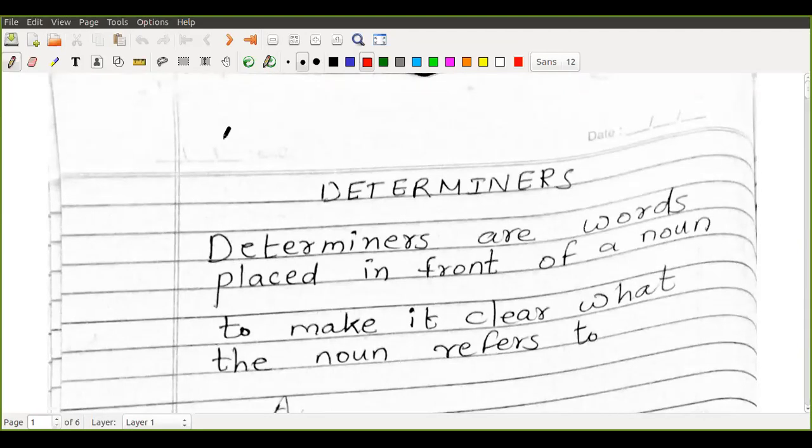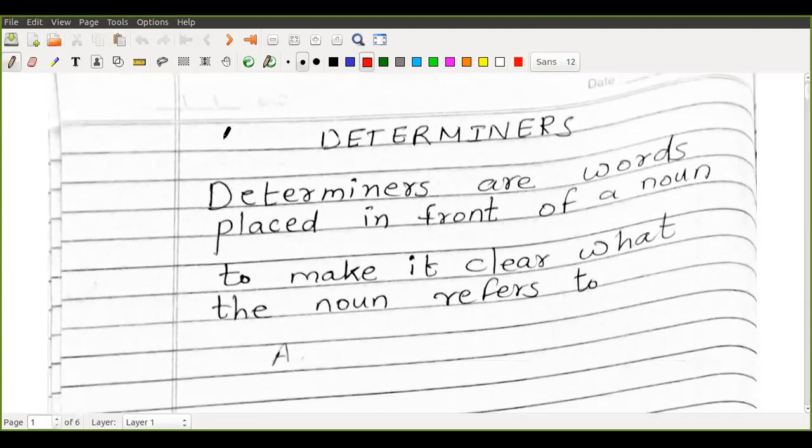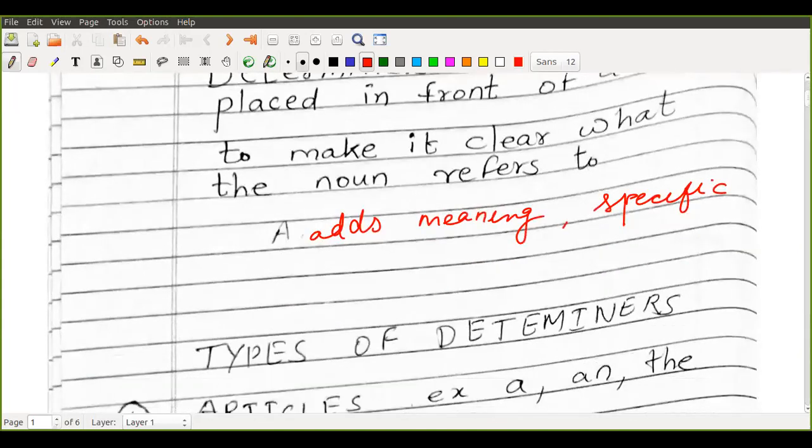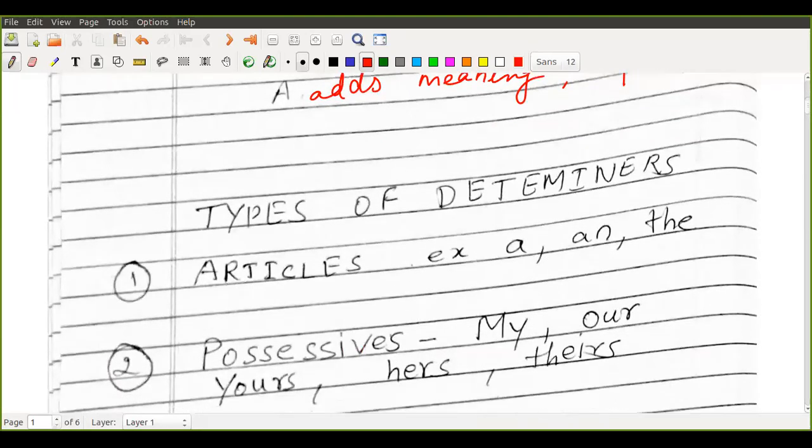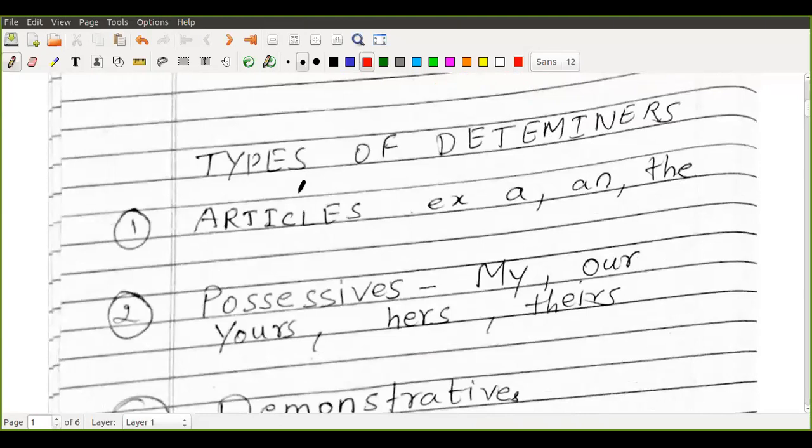So determiners are usually placed in front of the noun, and they add meaning to the noun, make it clear what the noun refers to, and make the noun specific. Then you have the types of determiners. You have studied this topic in class 9 also.